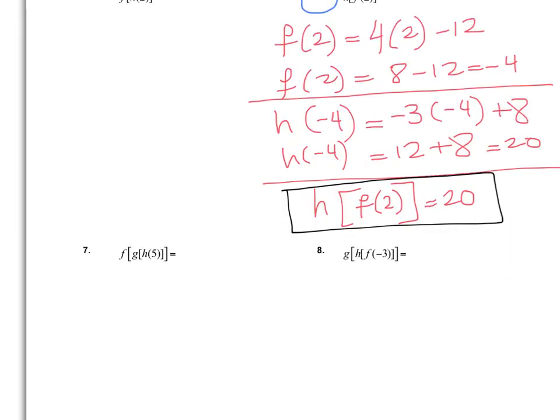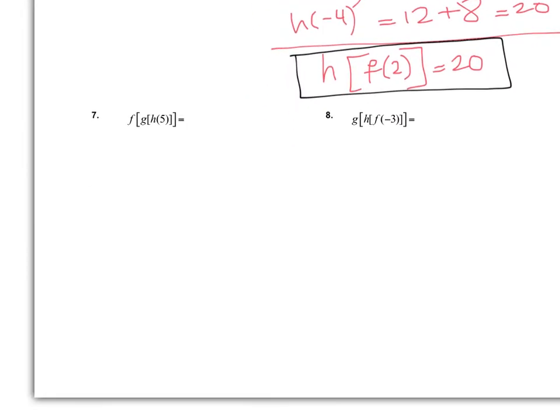Now let's move on to number 7 in this sheet. As you can see in number 7, you have 3 different functions, h, g, and f. So what you saw me doing is we always need to try to start with the function on the inside, which is h of 5. So let's go back to h and see what that is.